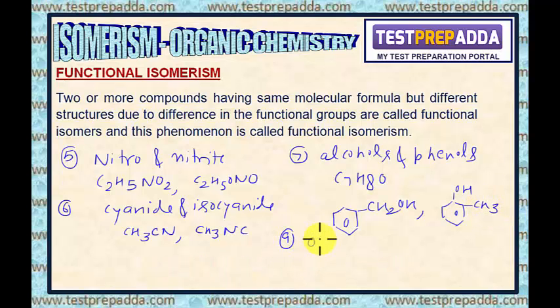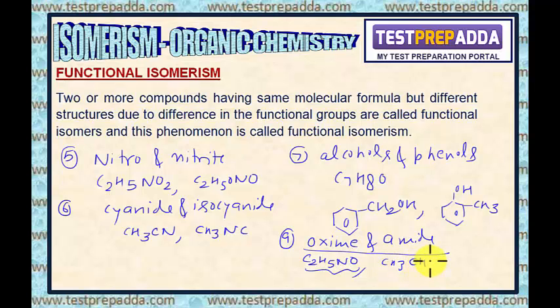Another case for functional isomerism, I can say oxime and amide. For example, if a composition is given as C2H5NO, the structure will be CH3CH double bond NOH. This is oxime. I can write amide form of this as CH3C double bond O NH2. You can see the two have same degree of unsaturation, same number of carbon atoms, same number of nitrogen atoms, same number of oxygen atoms. Oxime and amide. Another case of functional isomerism.